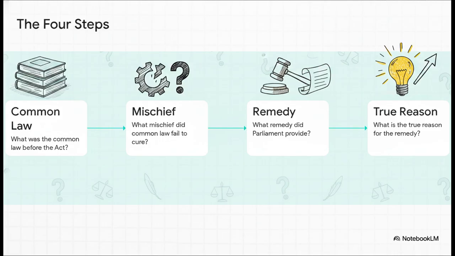Second, what was the mischief and defect for which the old law did not provide? Third, what remedy has Parliament appointed to cure the disease of the Commonwealth? And fourth, what is the true reason for that remedy? Walking your examiner step by step through these 4 questions shows a highly structured, methodical approach to statutory interpretation.